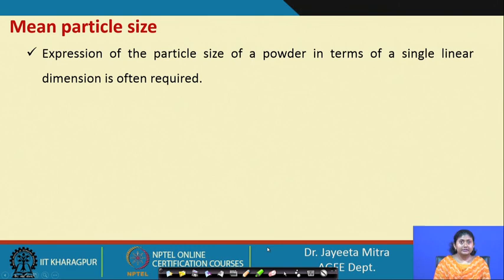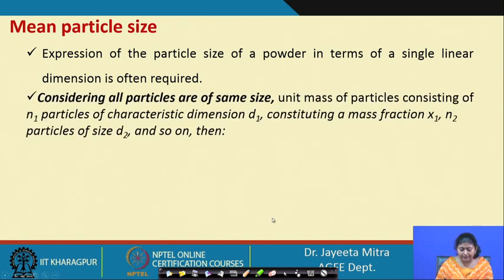Now, mean particle size. We need to express one particular size for a lot of distributed bulk particulate solid material, and this expression of the particle size of a powder or granular material in terms of a single linear dimension is often required. Okay. Because we have taken that single linear dimension as the equivalent diameter most of the time.